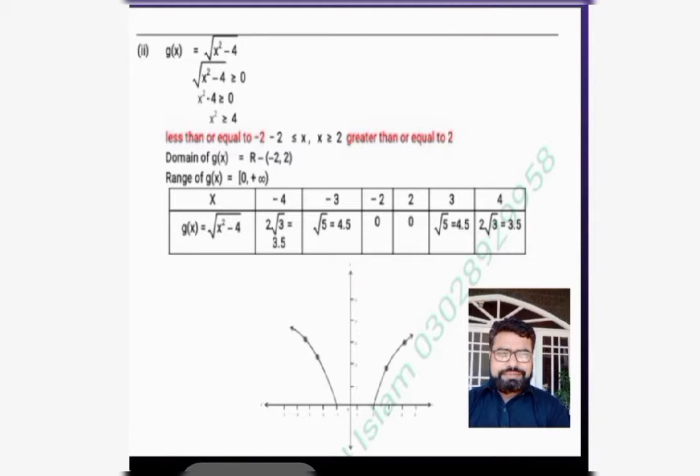Now square root of x square minus 4 is greater than or equal to 0. Positive means greater than or equal to 0. If we take squaring on both sides, the square root will be cancelled and we will write x square minus 4 is greater than or equal to 0. Minus 4 will be positive on the right hand side and x square is greater than or equal to 4. We will write.